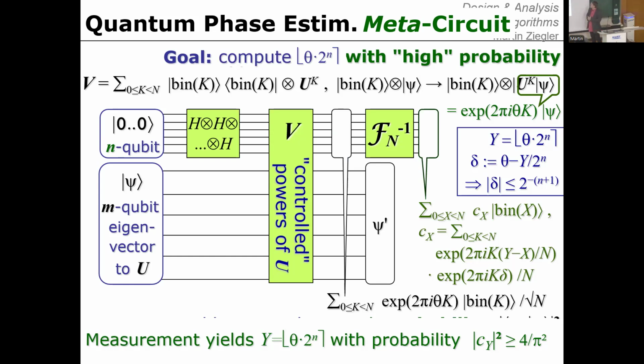This is the one where the coefficient C is largest, and it's actually larger or equal to 4 over pi squared. Now when you do the math, that's something like 0.4, 40%. So with a little bit over 40%, our measurement will yield the desired approximation to the phase. That's why I said the goal is not to compute the phase, but to approximate it, at least with high probability. Okay. Now 40%, is that a high probability?